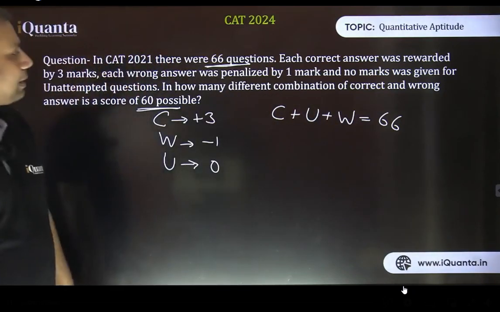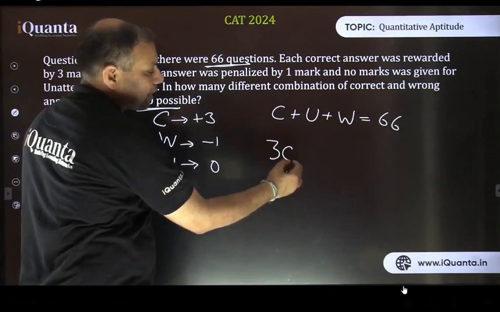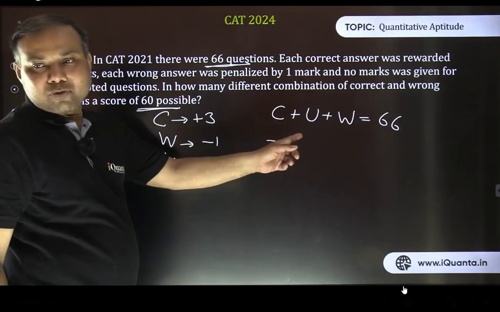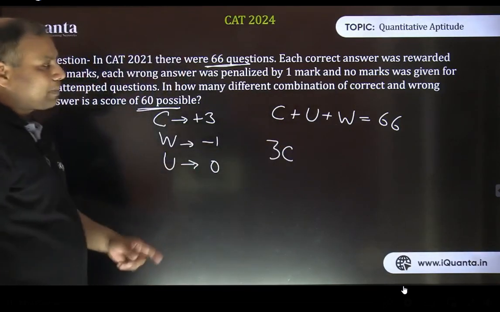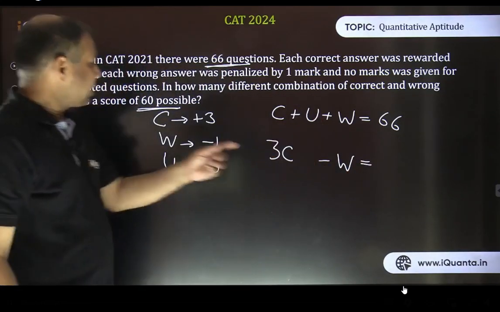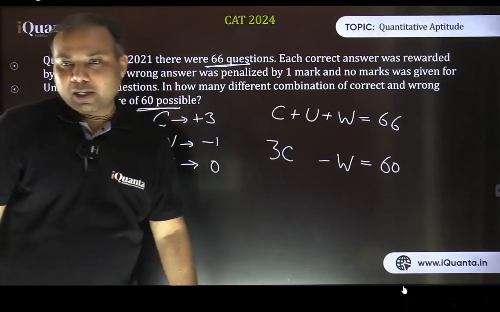Fine. Next, let's talk about the marks. If C questions have been answered correctly, we get 3C marks for that, right? If U questions are unattempted, we get 0 for that. And W questions attempted wrongly, so marks obtained would be minus W, because -1 for each, right? And this total is equal to 60. So that's what we need to find: how many combinations of C, U and W can there be.